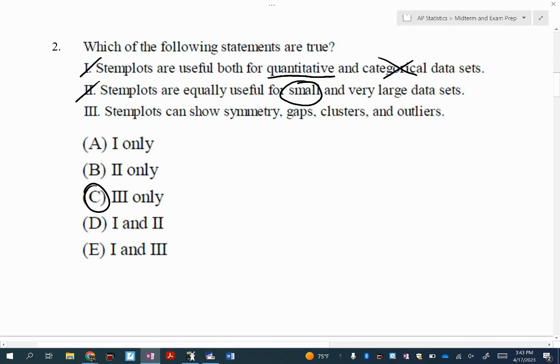Again, I know these first two questions were about stem and leaf plots. I don't want you to think that that's going to be important on the AP exam. It's very not important. Okay?